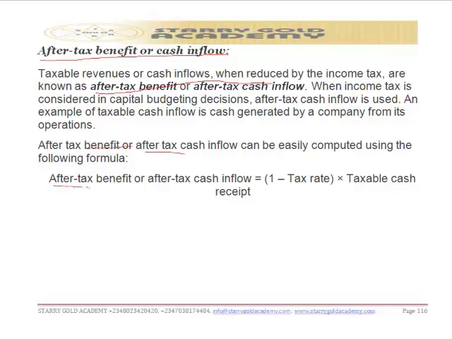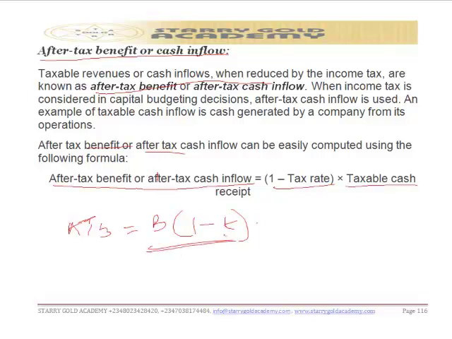That is, after tax benefit or after tax cash flow is equal to what? It's equal to 1 minus tax rate multiplied by taxable cash received. You can write it this way: after tax benefit is equal to the benefit multiplied by 1 minus tax. So that is on that.